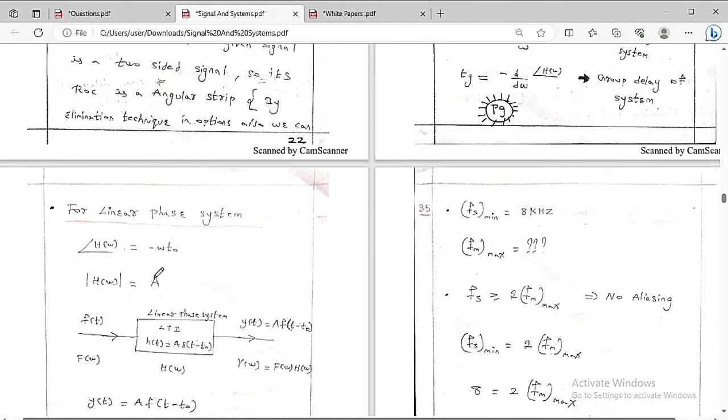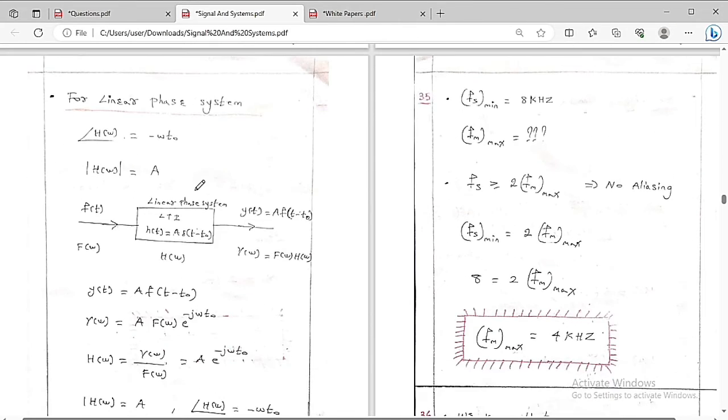So for a linear phase system, what is going to happen? Listen carefully. Suppose it is a linear phase system or LTI system. The input is f of t. For this linear phase LTI system, we have to assume the impulse response is h of t equal to A into delta of t minus t naught.